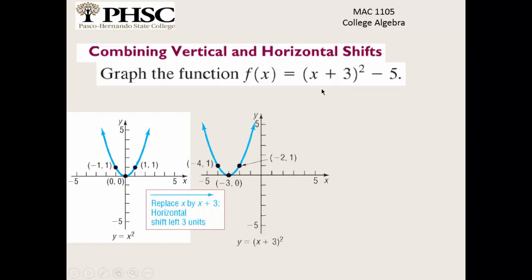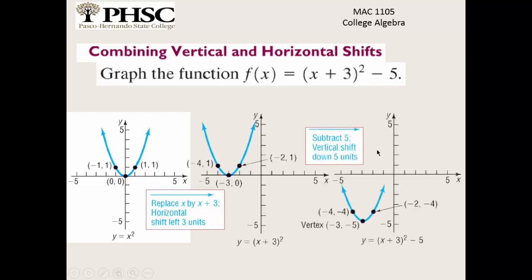Since it's an x plus 3, we're going to shift 3 units to the left. And then we're going to look at the vertical shift, which is negative 5. That means we're going to go down vertically by 5 units. So here's the base function, here's the 3 units horizontal shift to the left, and here's the 5 units vertical shift down.